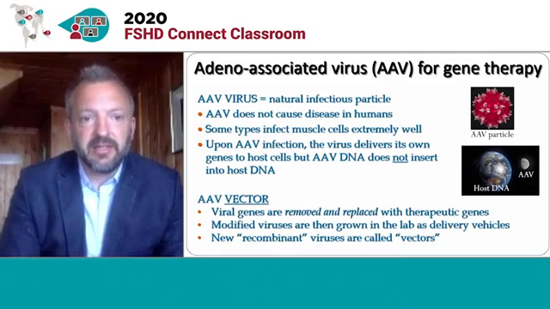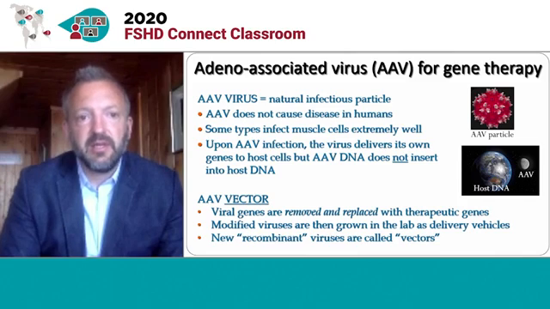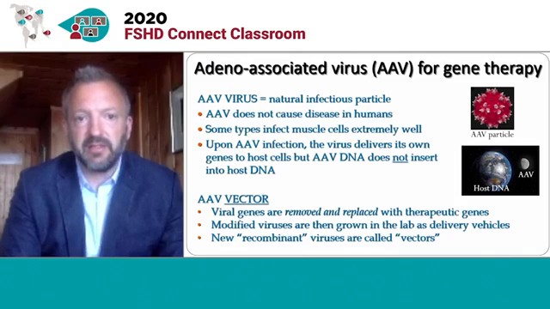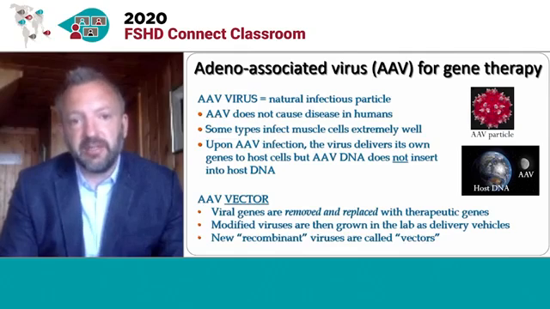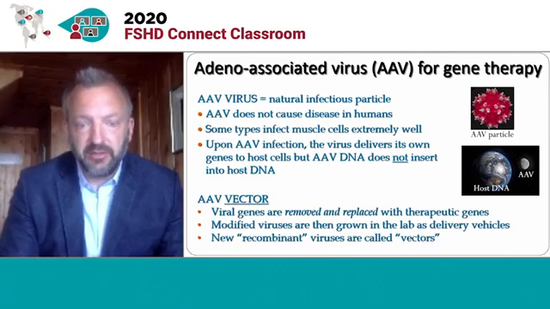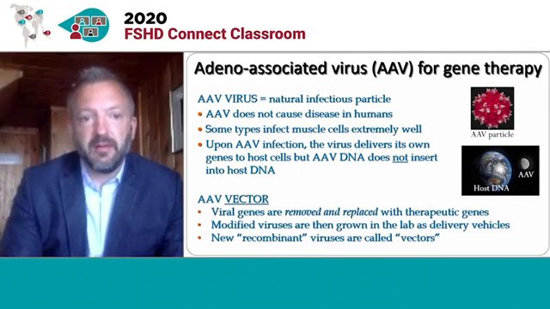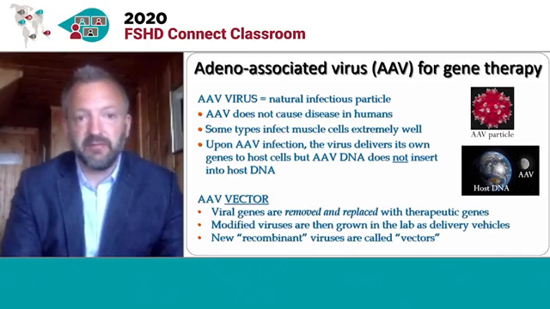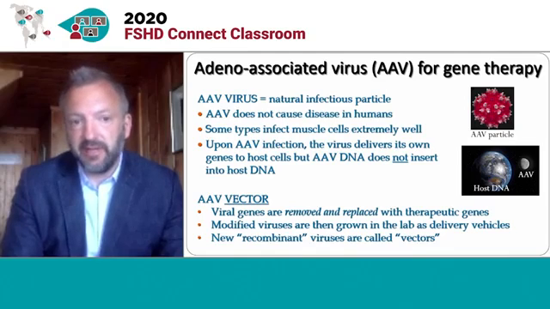What we call a vector is a modified virus. An AAV vector versus an AAV virus is a little bit different, but has similar properties. The vector system is when we take this natural virus and remove its genes, and then replace those natural virus genes with genes that deliver a therapy. Then we can take these modified viruses, now called vectors, and grow them in a lab, and they become essentially delivery vehicles for a therapy.